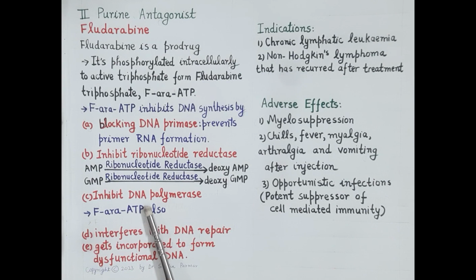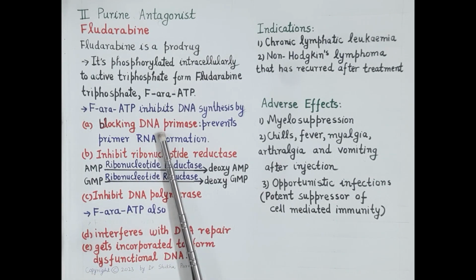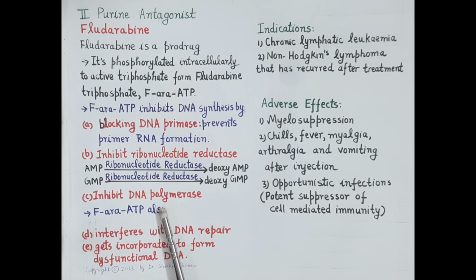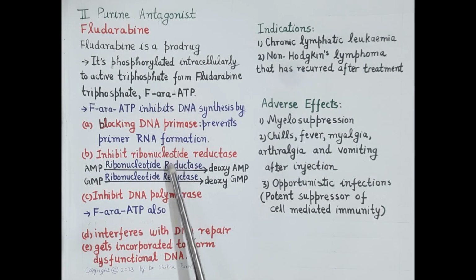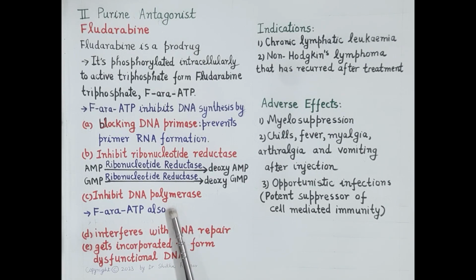Now, fludarabine triphosphate blocks DNA primase. It inhibits ribonucleotide reductase and it also inhibits DNA polymerase. So, it inhibits the enzymes that are required for DNA synthesis and replication.